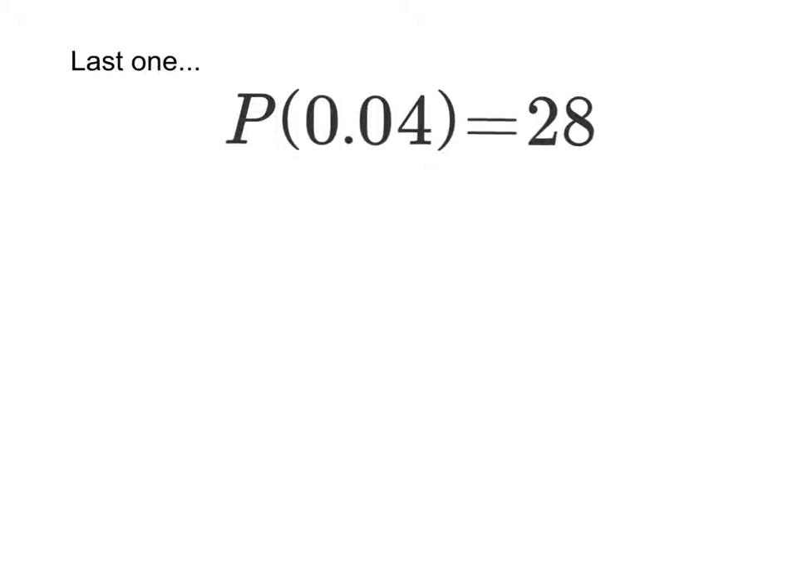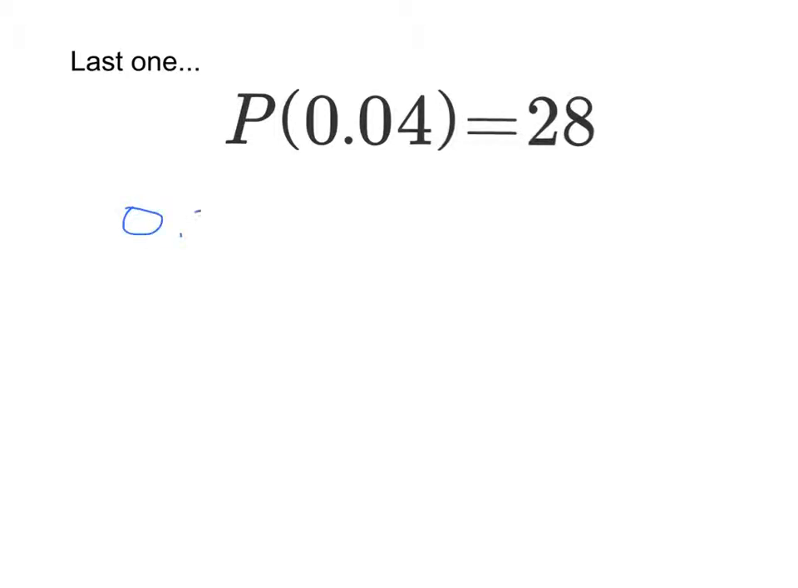Alright, I have one last problem that I want to show you. In this case, we're going to be solving for p, and it is multiplied by 0.04. In order to isolate p, I need to divide both sides by 0.04. I wanted to remind you how to divide by a decimal, since we're not using a calculator at this point.